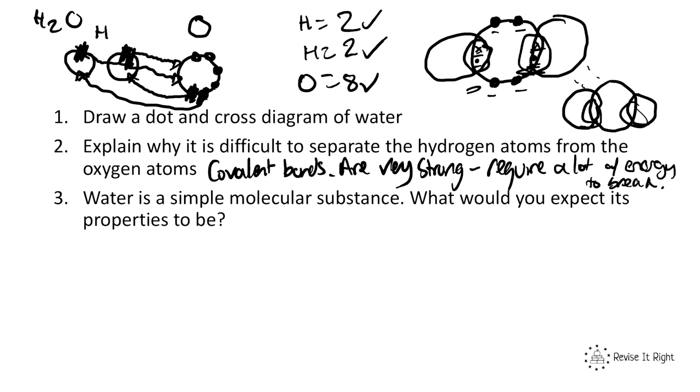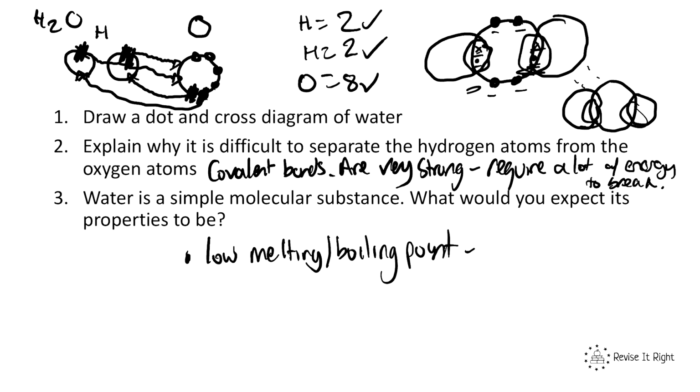Now, number 3, water is a simple molecular substance. What would you expect its properties to be? Well, we'd expect water to have a low melting and boiling point. Why is that? Well, it's because of the weak intermolecular forces that require little energy to break. And we'd also expect it to not conduct electricity. And why is that? Well, it's because there's no overall charge. Therefore, they cannot conduct electricity. So 2 answers there, low melting and boiling point, and do not conduct electricity.